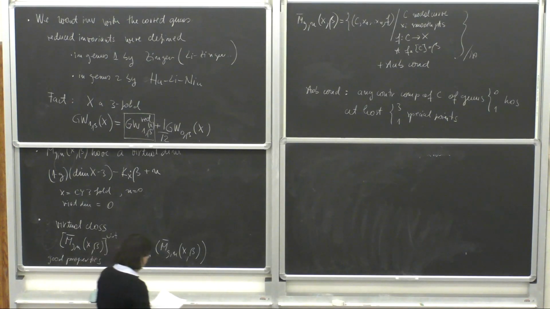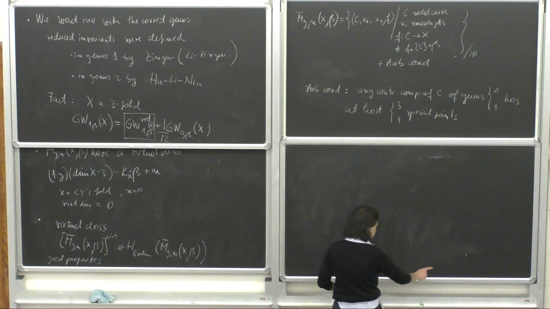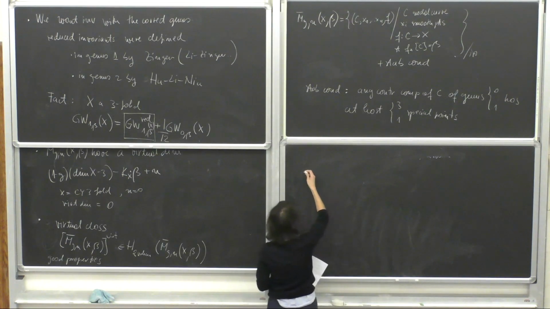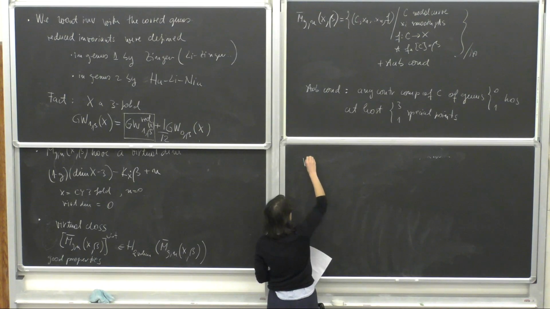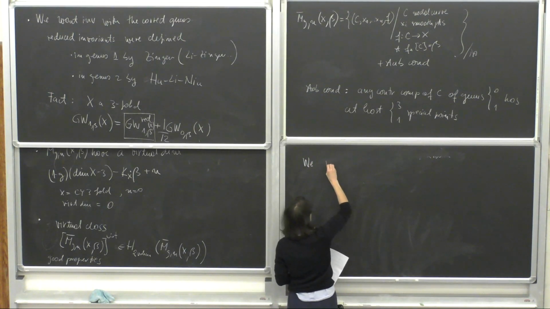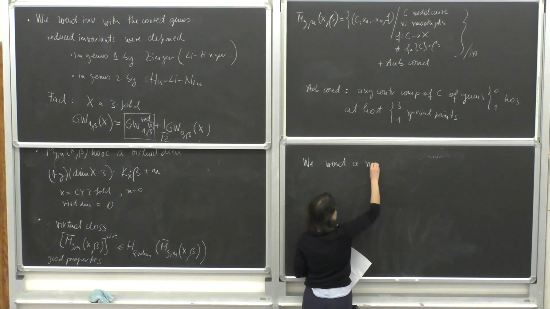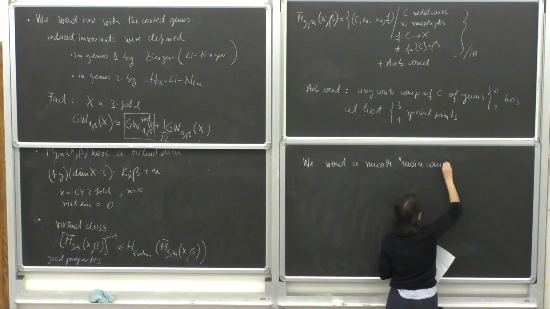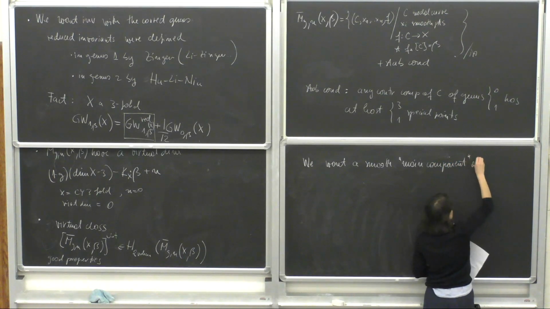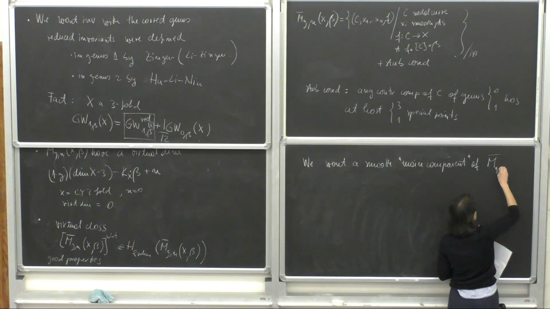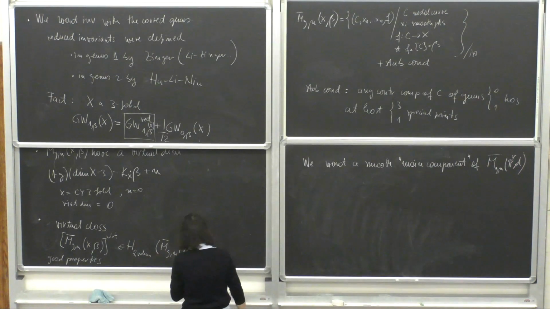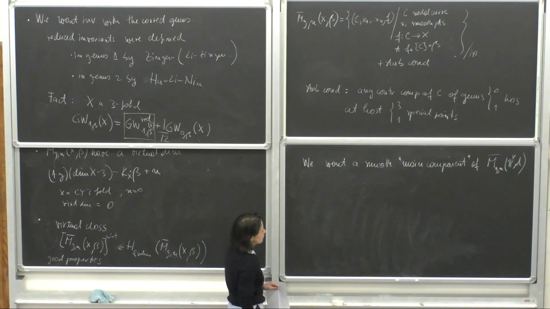Okay, so where am I getting? So we want a smooth main component of the moduli space of M, G, and the projective space.